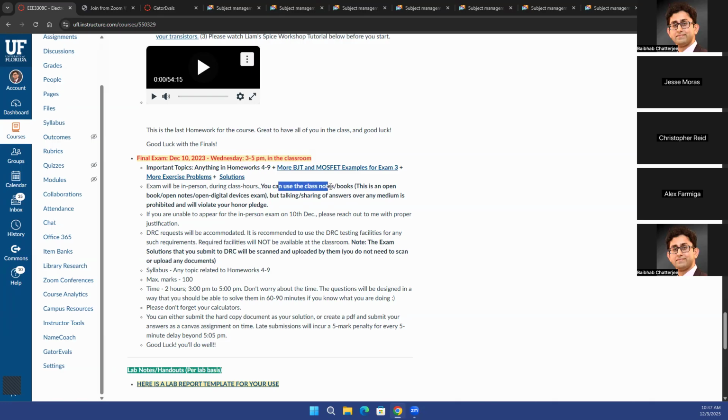Now you can use the class notes or books. This is an open book, open notes, and open digital device exam. So you can make use of all the class notes or some of the notes that you have made yourself. Syllabus, again, is anything related to homeworks 4 to 9, maximum marks 100, time would be 2 hours, 3 to 5 p.m. But I'll prepare the question paper in a way that if you know what you're doing, you should be done within an hour, right?